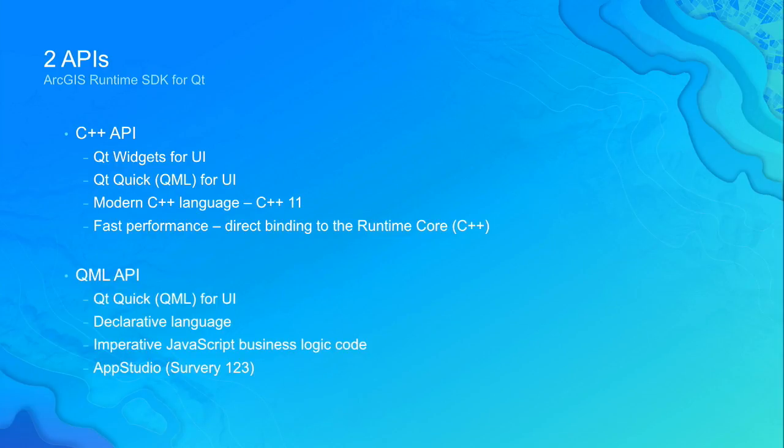The QML API, this is what App Studio is built on, and Survey123. The Qt Quick QML for your UI. So you're using this Qt Quick, a sort of JavaScript engine-based QML for your UI. You have this declarative language, and you're coding up most of your business logic in imperative JavaScript business logic code. Like I mentioned, App Studio and Survey123 coming in a soon release will be consuming this QML API from the runtime.